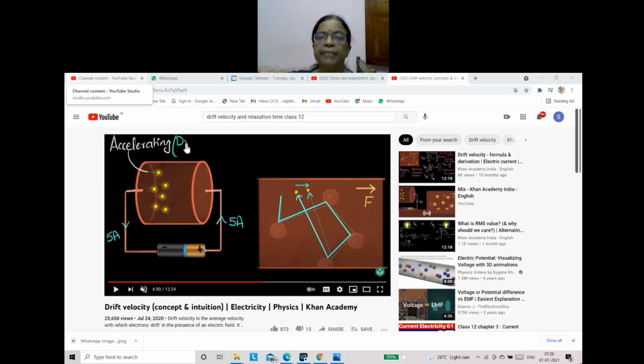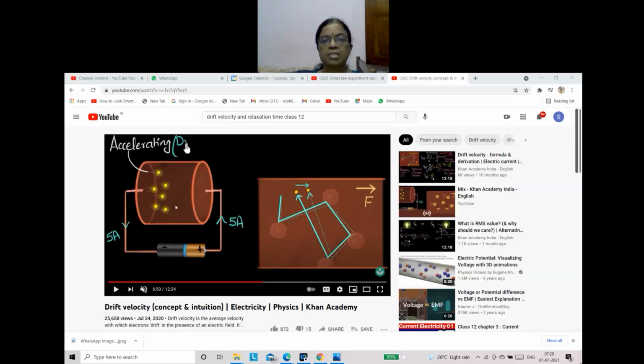So, N A L e by L by Vd. L and L cancel, Vd comes to the numerator, N A e Vd. That is the equation for current. I equal to N A e Vd. I will show the page now. We are going to derive the expression between current and drift velocity.